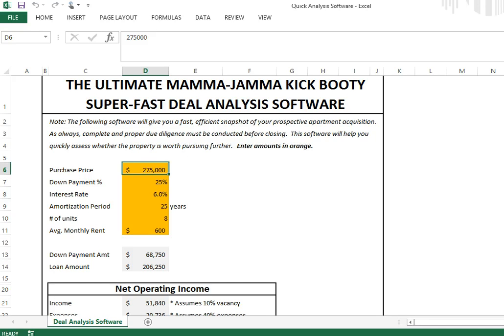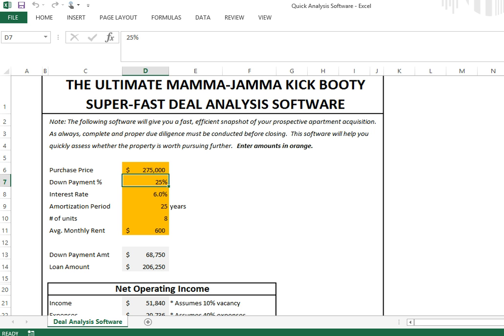So let's say that we're looking at an 8-unit building that's $275,000 is the asking price. For purchase price, I'd usually start with the purchase price. If you don't have a purchase price, or you don't know what the seller's asking, you can put in any number you want. And alternatively, even if they're asking $275,000 and you want to see how the project would perform with an offer price of, say, $240,000, then you could plug that number in and everything will adjust. Okay, so let's say for now, for this example, that they are asking $275,000.